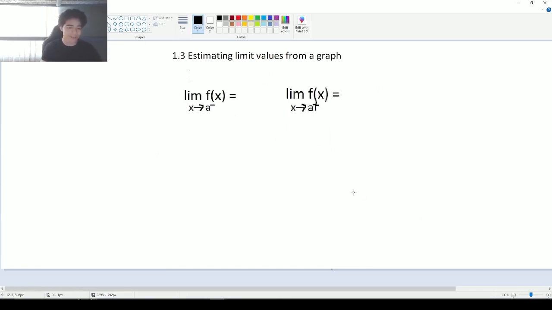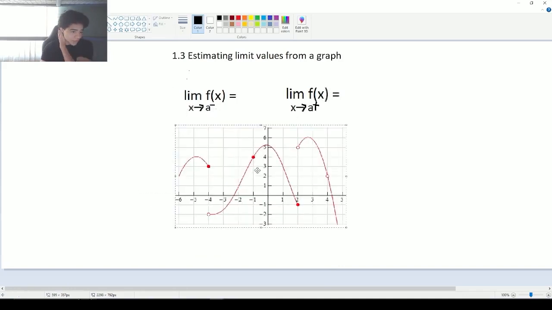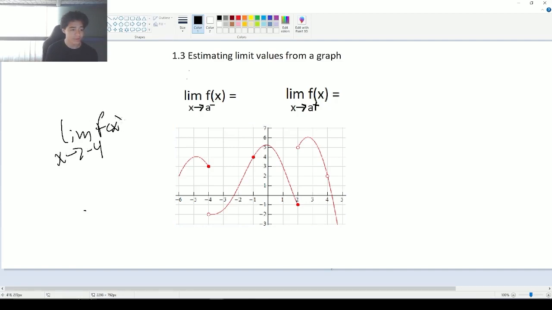So let's look at this graph as an example. If we look at -4, you see that there are two lines, two limits here. One of them is up top, one of them is down at the bottom. We learned last time that if we just write the limit when x is approaching -4 of f of x, this does not exist, right? Because there are two different limits here, so you can't solve it.